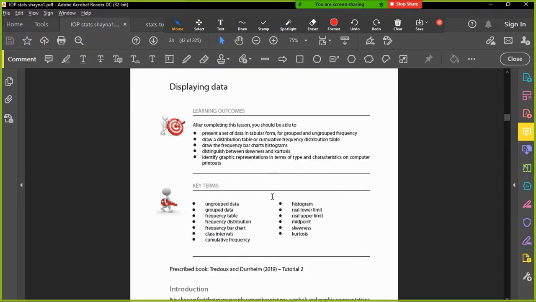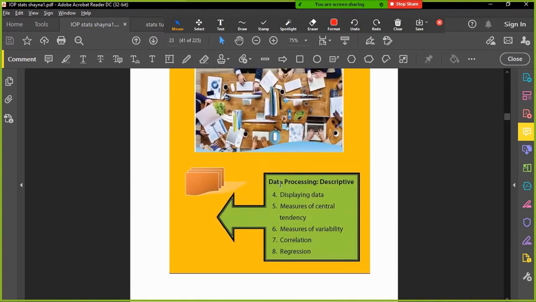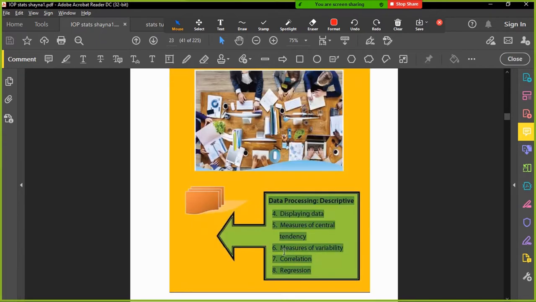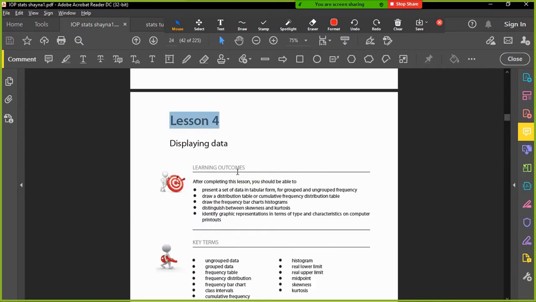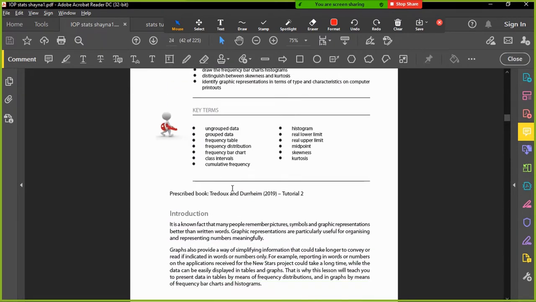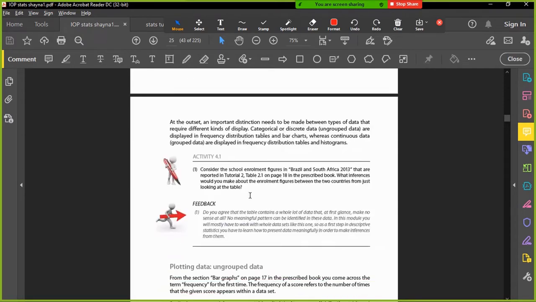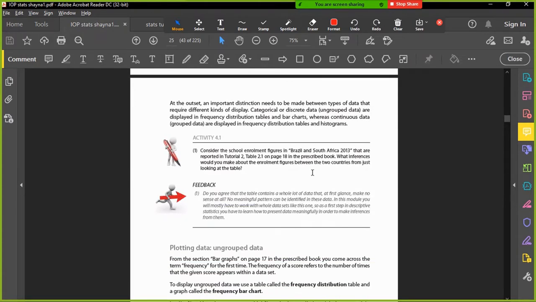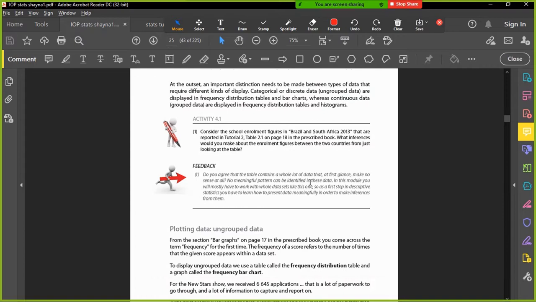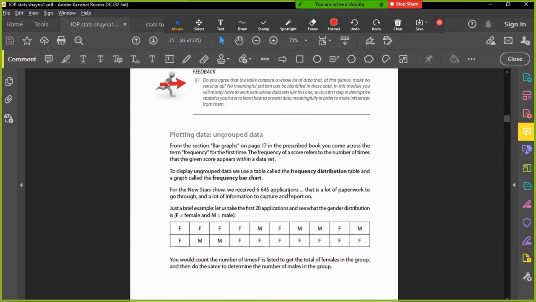You've already said that 4 is something that you can't do, so let's have a look at this. Number 4 covers processing and displaying data, central tendency, variability, correlation, regression. Those are the topics here. In lesson 4, you're looking at displaying data. We went through some of this already, then went back to 3, and now we've gone back to 4: plotting data.